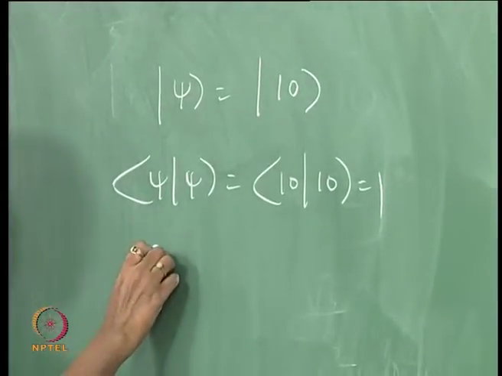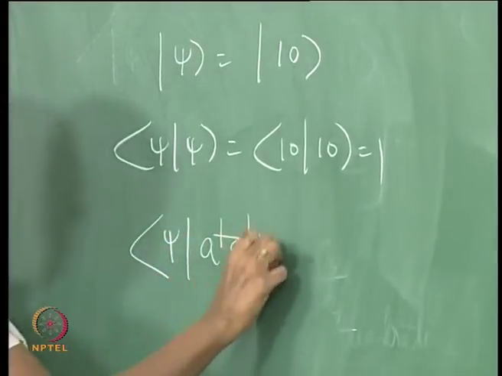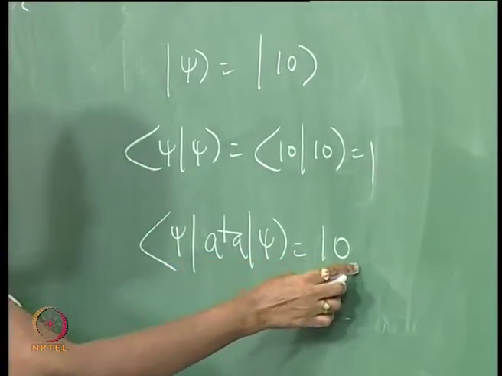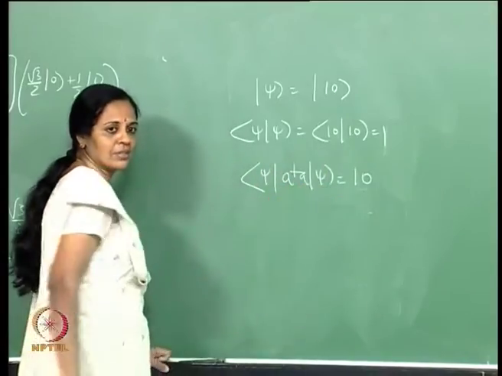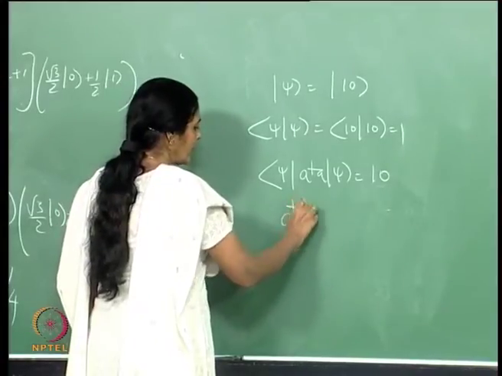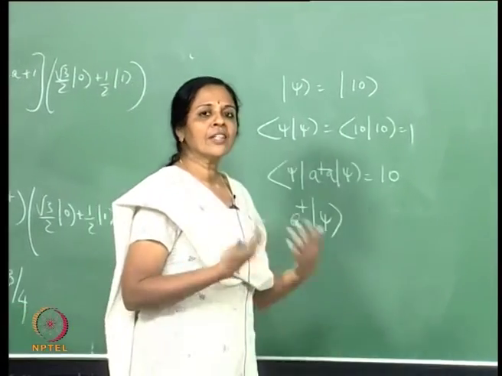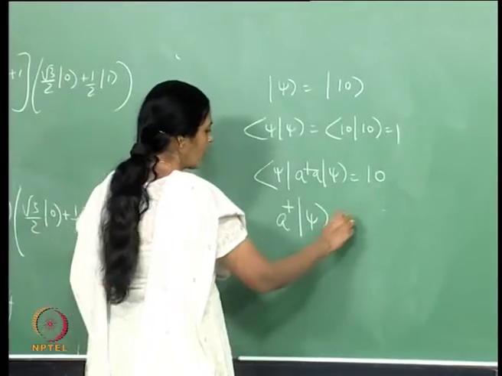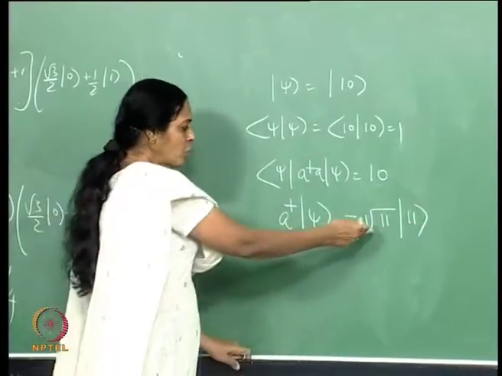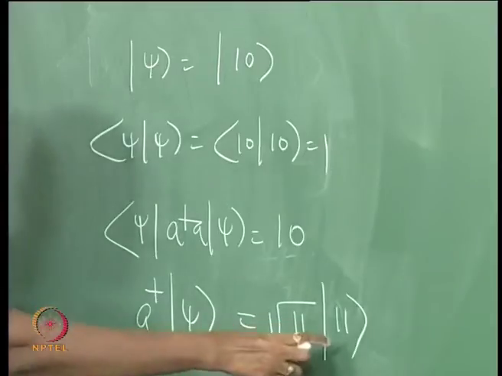So, what is the mean photon number in this state? The mean photon number is clearly 10, because A dagger A acting on ket 10 is 10 ket 10, and that inner product becomes 1. So, the mean photon number is 10. Now, let me take the state psi and act on it by A dagger. In other words, I will add a photon to the state. So, A dagger on ket psi is root 11 ket 11. I have to remember that A dagger on a state ket n is root of n plus 1 ket n plus 1. This is not a normalized state.